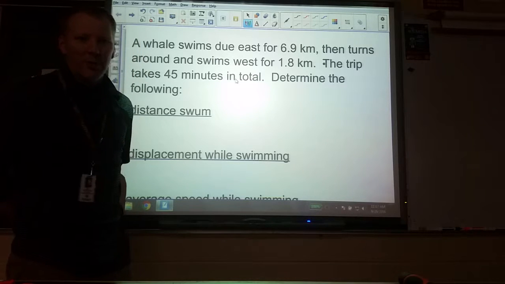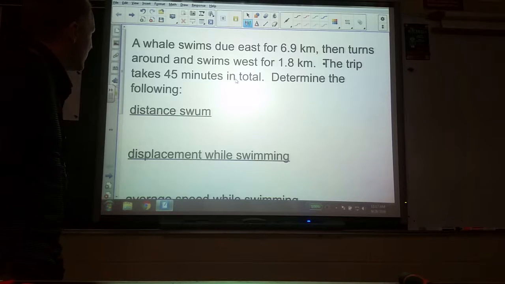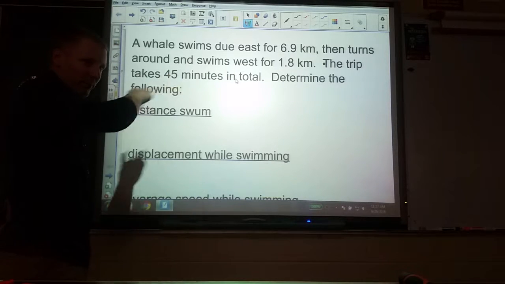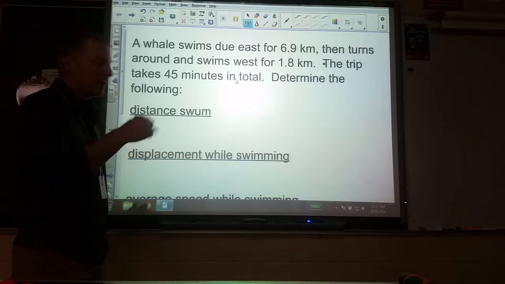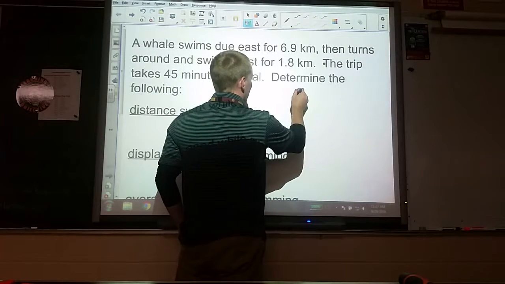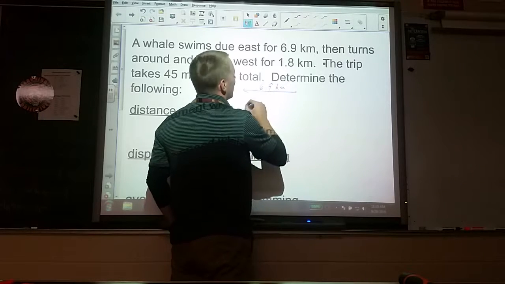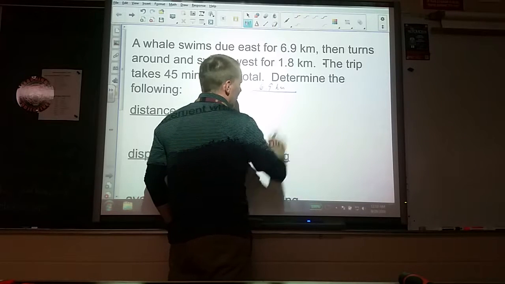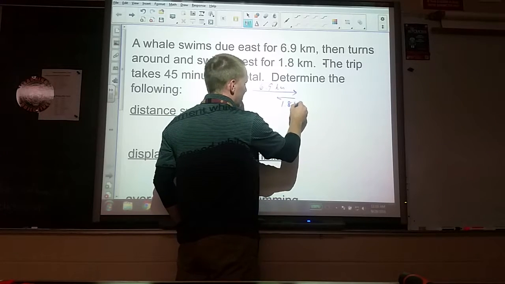So let's take an example situation where a whale swims due east for 6.9 kilometers, then turns around and swims west for 1.8 kilometers. We're going to say that the trip takes it 45 minutes in total, so they're both directions, and I want to determine several things from that. So the first thing I'm going to do is draw this out, not the whale, just its motion. So he starts and he goes 6.9 kilometers. Well, that's not east. East. And then he turns around and swims 1.8 kilometers west.